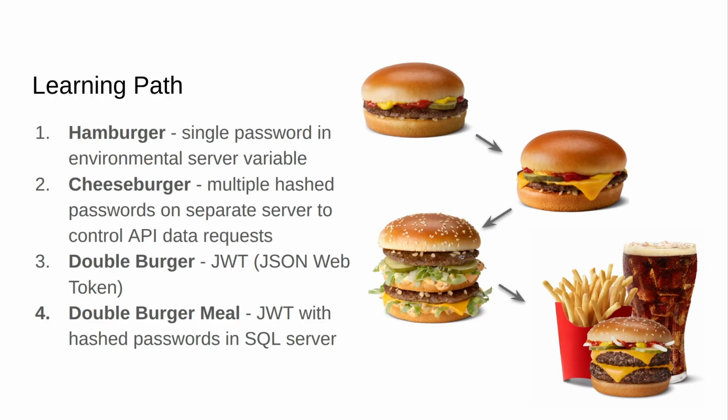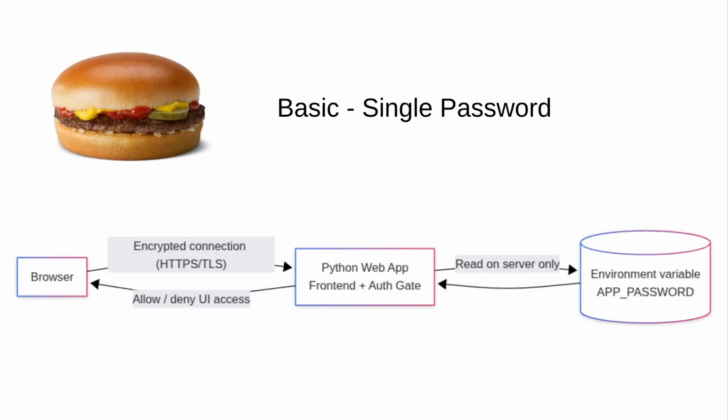And then get into the double burger, which is much more filling. We're going to add a feature onto our security called JSON Web Token. And if you want the full meal, we will build out a full SQL server to store the hashed passwords along with the JWT or JSON Web Token. This module is focused on web applications only. We're using Python, both the front end and the back end.